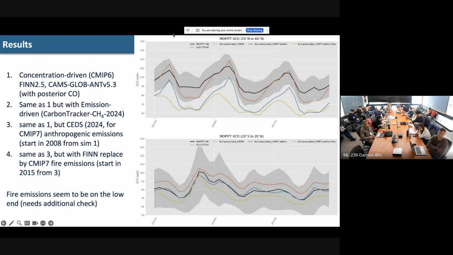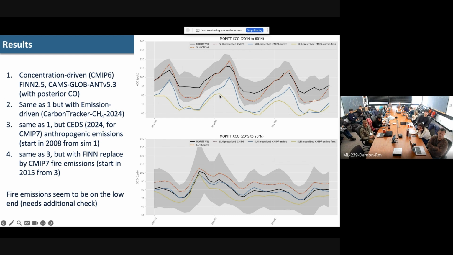And so, as I was saying, I recently got the fire emissions also. I think they're based on one version of GFED. I don't know if it's GFED 5 or still GFED 4.1s. That's the yellow line here. Here, similar to what Luisa was showing, QFED is lower than FIN.